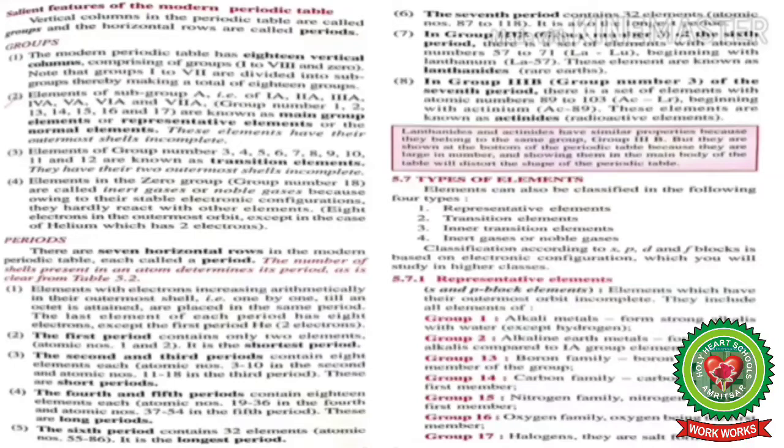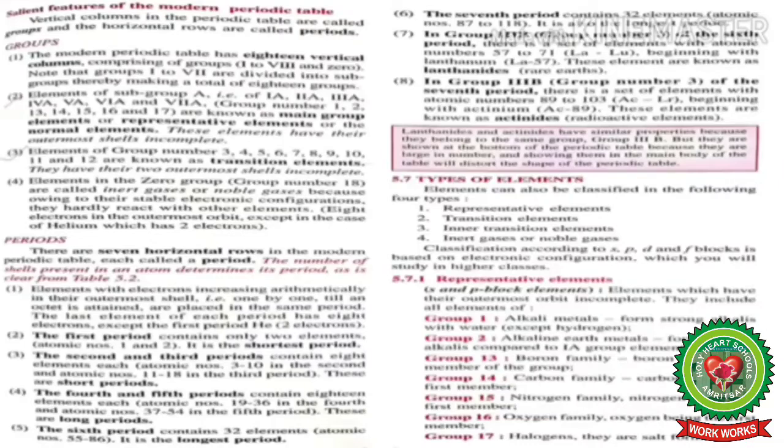Secondly, elements of subgroup A, that is of 1A, 2A, 3A, 4A, 5A, 6A and 7A, that is group numbers 1, 2, 13, 14, 15, 16 and 17, are known as main group elements or representative elements or the normal elements. These elements have their outermost shells incomplete.